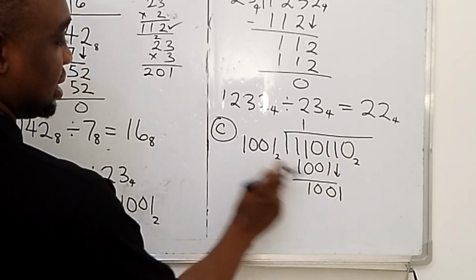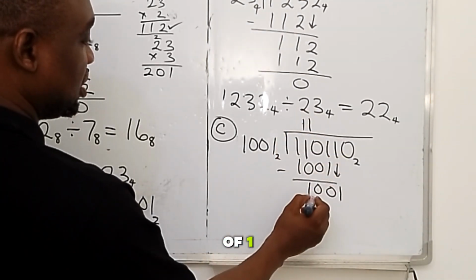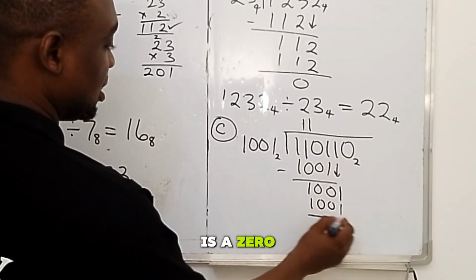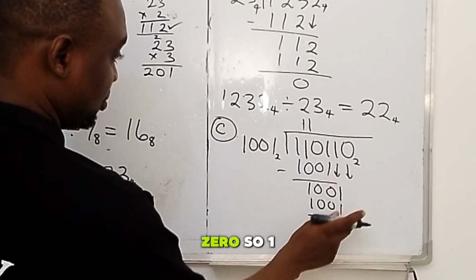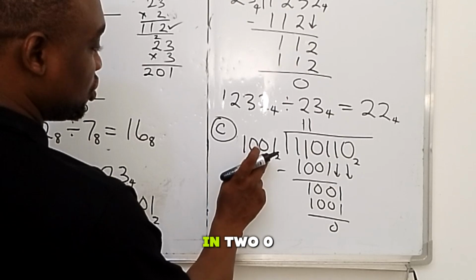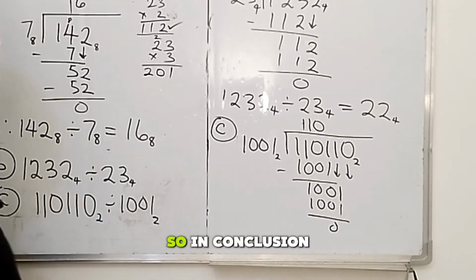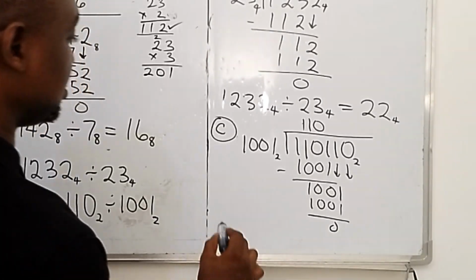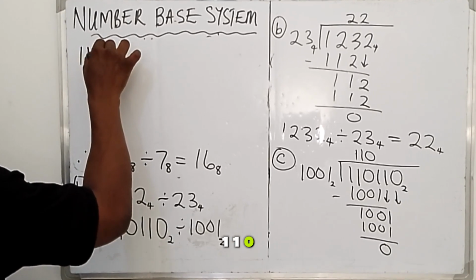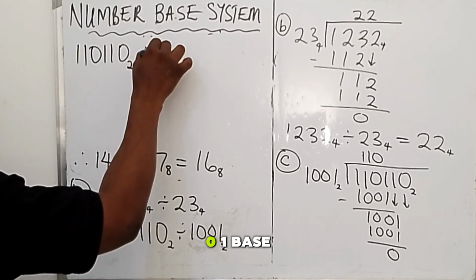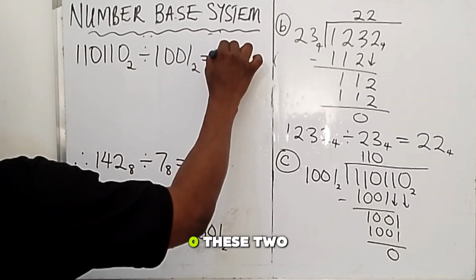It's the same digit. So we don't have much to think about. So this will be a 1. That will be 1001. And this is a 0. We need to bring down this. So we have a 0. A 0. So 1001 into 0 cannot, that's a 0. So your answer remains a 0 there. So in conclusion, my dear students and viewers, 110110 base 2 divided by 1001 base 2 is equal to 110 base 2.